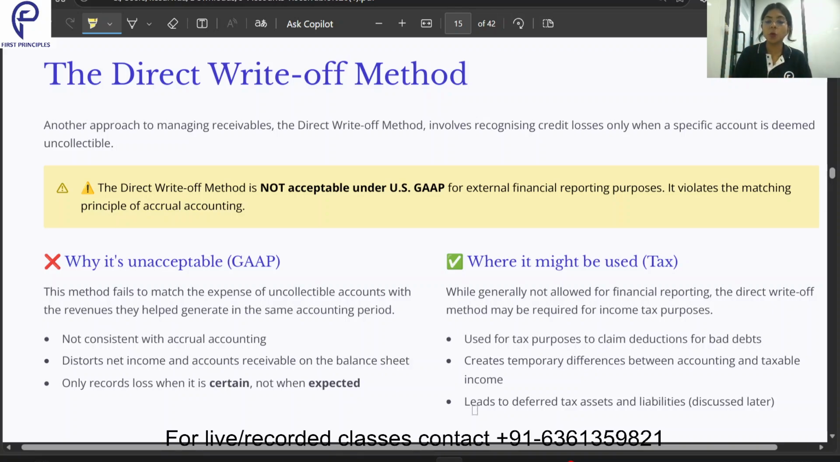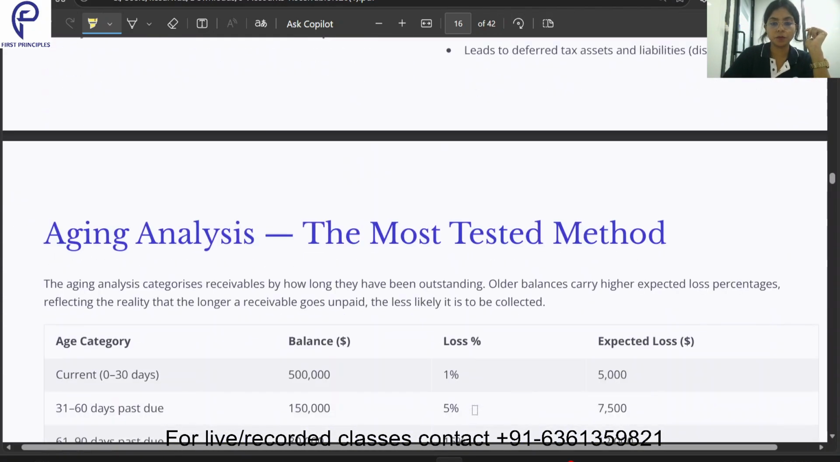Because of this, there will be some temporary differences, like there will be deferred tax assets and deferred tax liabilities in your books of accounts. So that is the thing with the direct write-off method, that is why we do not use it for reporting, but it can be used sometimes for tax purposes in order to save taxes.